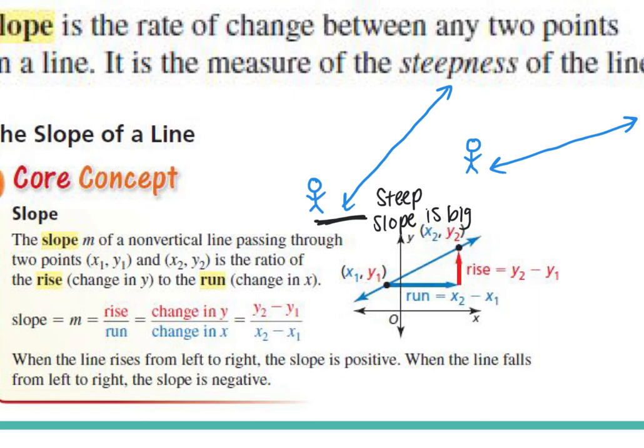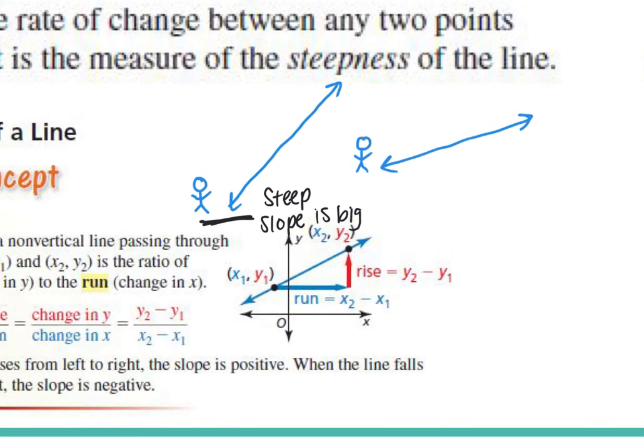Now, if the second line was your hiking trail, Gabby, do you think this would be an easy or a hard hiking trail? Pretty easy, right? But why? It's not as steep. We would call this flatter. So if your slope is flat, guess what? It's smaller. Your slope is smaller.